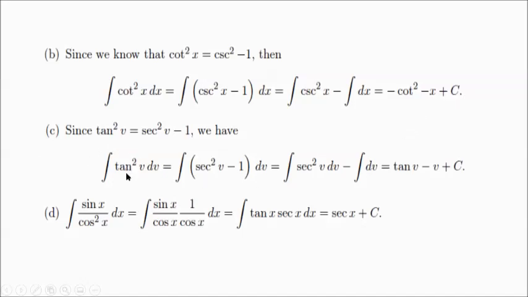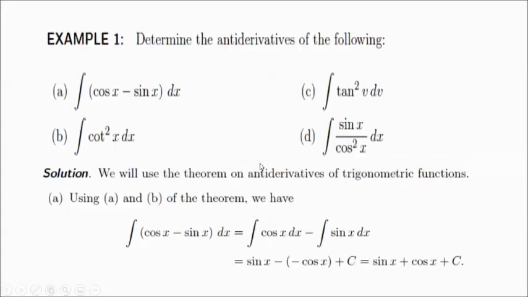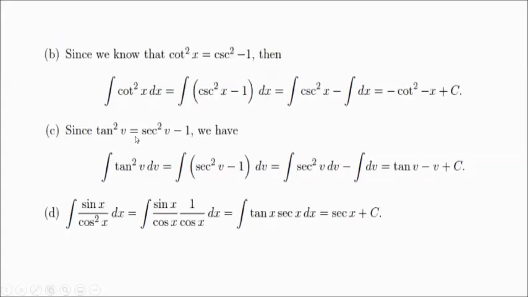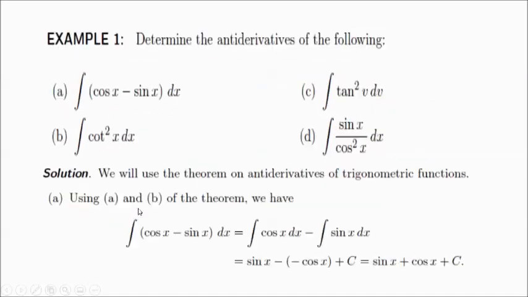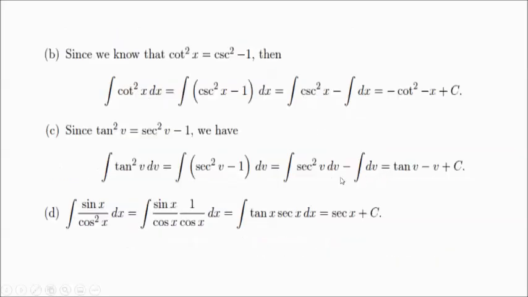Okay? Next, how about the integral of tangent square v dv, class. Now, there is again no tangent square here, but there is an identity: tangent square is equal to secant square minus 1. So we can use that. Then distribute the integral. The integral of secant square is already in the formula, which is tangent v. And then the integral of dv is minus v. Okay? Again, formula.